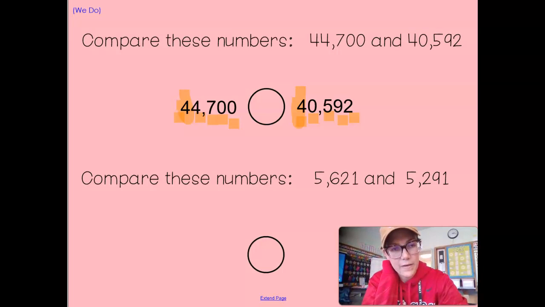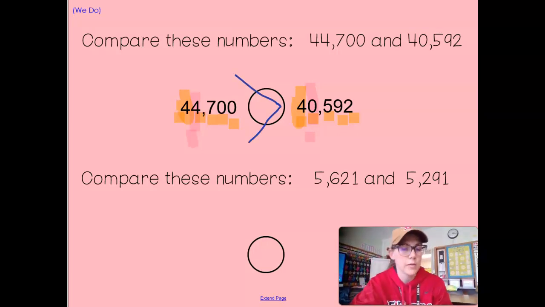So our 10,000s place value can't help us. Let's go to the next place value. What's next to the 10,000s? The thousands. A 4 and a 0. Do you notice? Yes, the first number has a 4 and the second number has a 0 in the thousands place. 4,000 is greater than 0. So that means which number is greater? That's right, 44,700. So we're going to eat the larger number. Awesome. Okay, let's do this next one, and then you're going to try 2 on your own, okay?